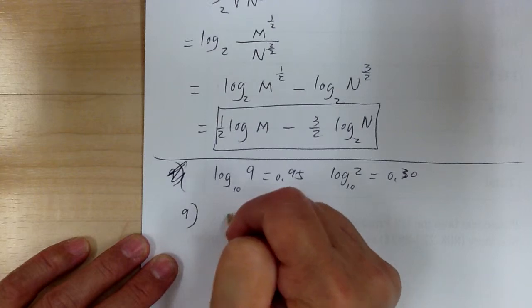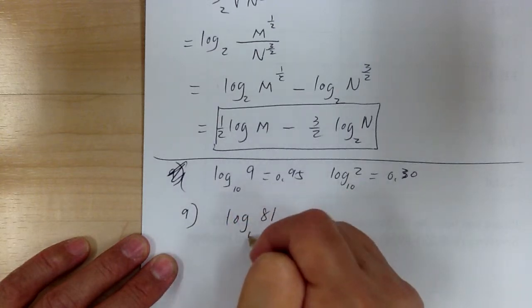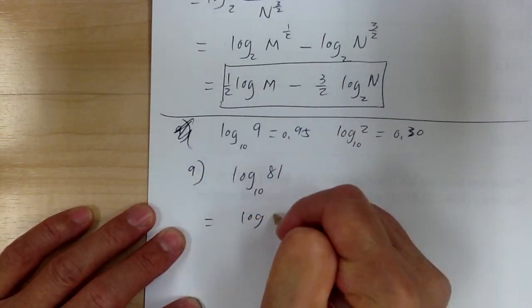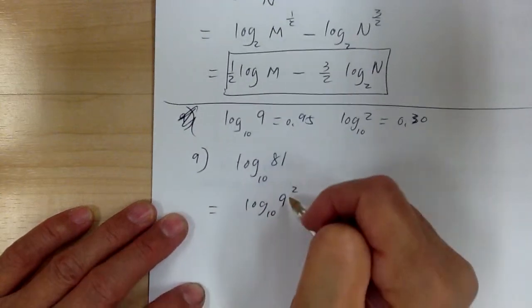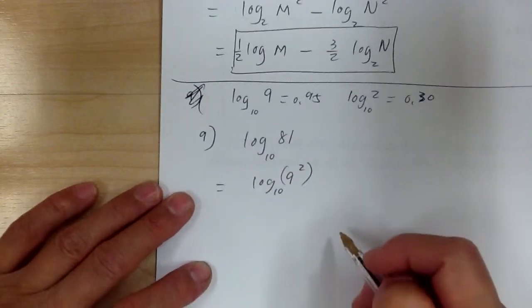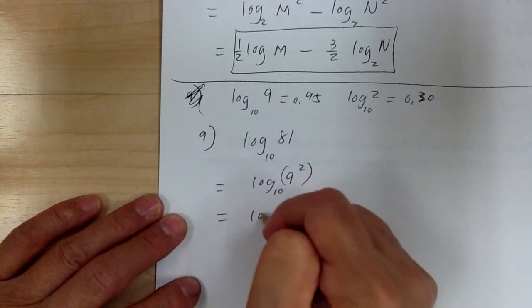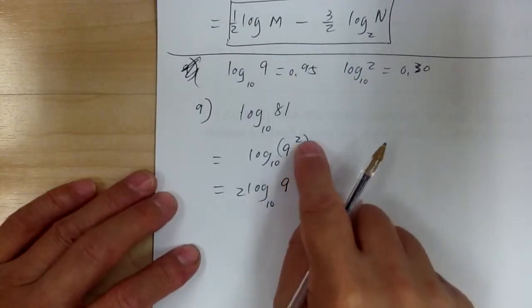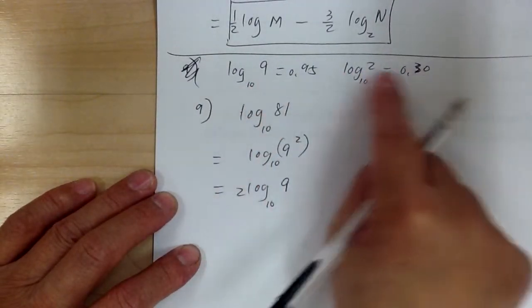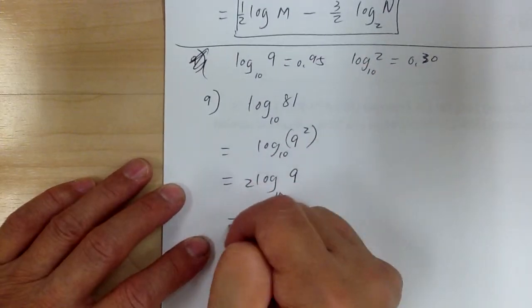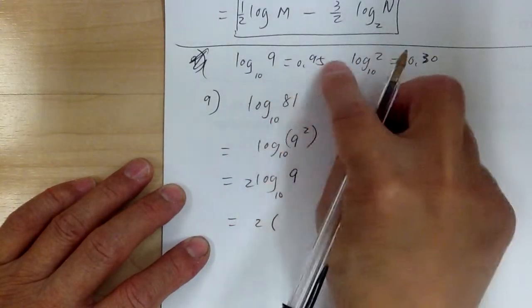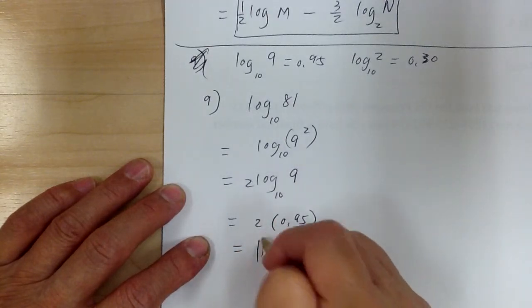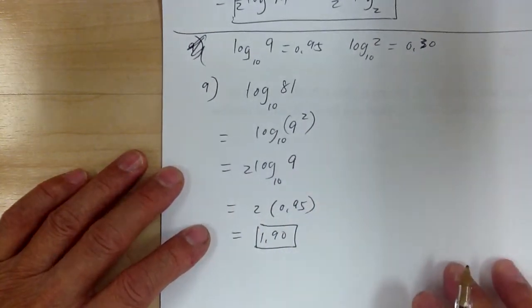Okay, number 9 you have log of 81 base 10. So I'm going to make it into 9 squared base 10. So again 81 is 9 squared. Then after I'm going to bring the 2 to the front. The reason you want to do that is so that you can use this information. So you have to have everything in log 9 and log 2. So this is equal to 2 times log 9, which is 0.95, and therefore it will give you 1.90. And the instruction says 2 decimal places, right?